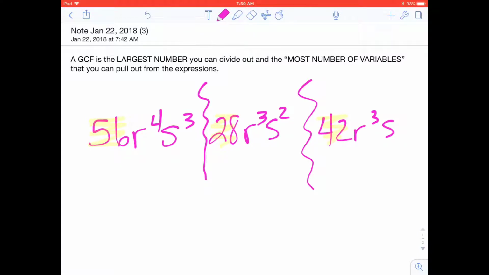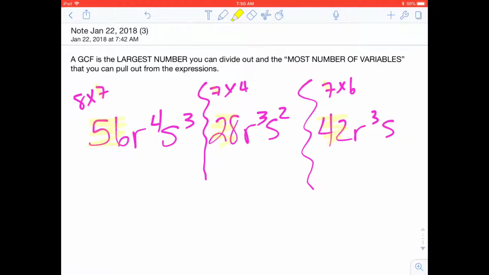Some of you might start off and go, well, I know 7 times 6, that's 42, so that would go over here. 7 times 6 is 42. And then 8 times 7 is 56, and 7 times 4 is 28. So you might think the biggest number that goes into all three of these is 7, because if you look, you would see 7, 7, and 7. But actually, that's not the case.